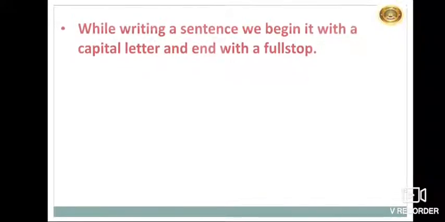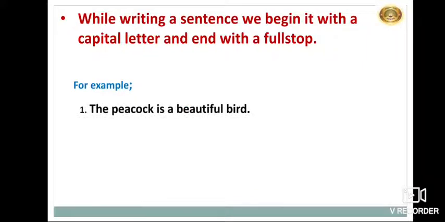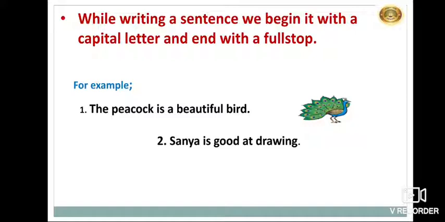Now, while writing a sentence, we begin it with a capital letter and end with a full stop. See, with examples. The peacock is a beautiful bird. Now, here T is capital as it is the first letter of the sentence and it ends with a full stop. See the second sentence. Sanya is good at drawing. Now, Sanya's S is capital as it is the first letter of the sentence and we put a full stop after the end of the sentence and it makes complete sense. So, it is a sentence.